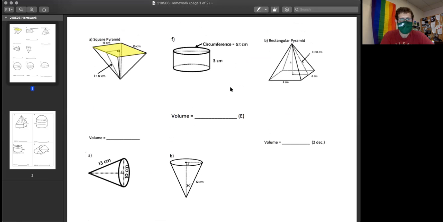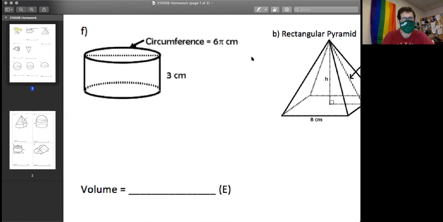A couple of these I want to point out. Let's start with this cylinder right here. Notice the cylinder does not give you the diameter or the radius. Instead, it gives you the circumference. So this is something you might want to remember.